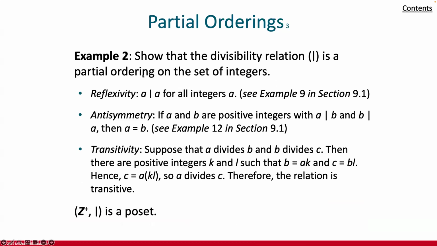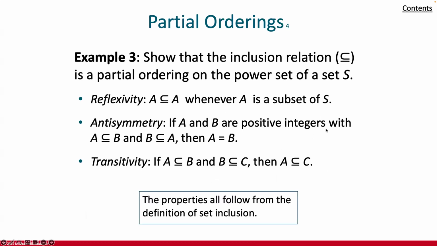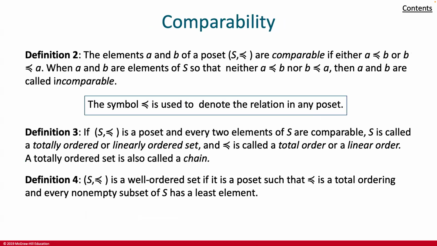So we did this for the first example. Now we needed to evaluate all three of these things: reflexivity, antisymmetry, and transitivity. We show that the divisibility relation is a partial ordering on the set of positive integers. And I'll let you see the rest of that. Here is another example that you can read. I'm not going to go through that, but you can pause the video and look at it in more detail.